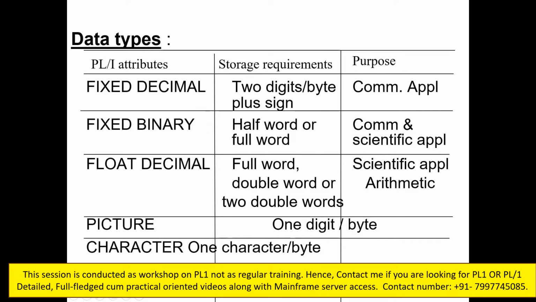Picture is generally used for output variables. If you want to move one data item to another output variable, that time use picture. Character is the same thing as in COBOL. Bit is a binary digit, so Boolean operators. It takes 1 byte of space, and the value is always either 0 or 1. Most of the time when we want to check yes or no, we use the bit data type.